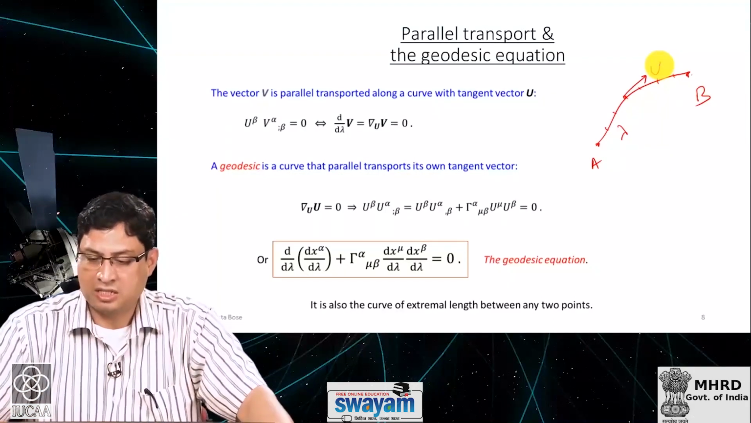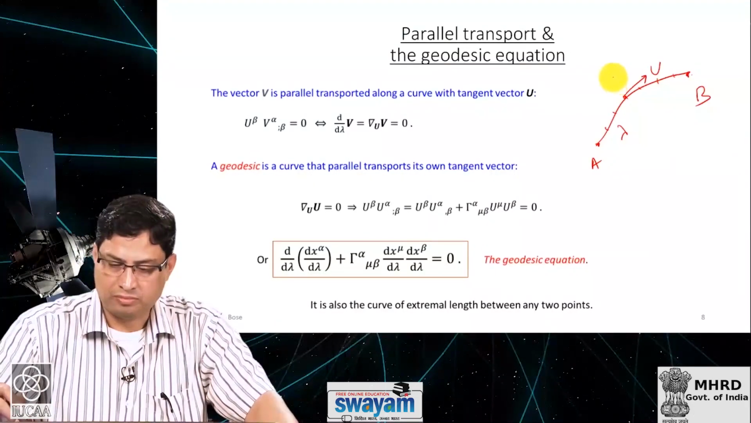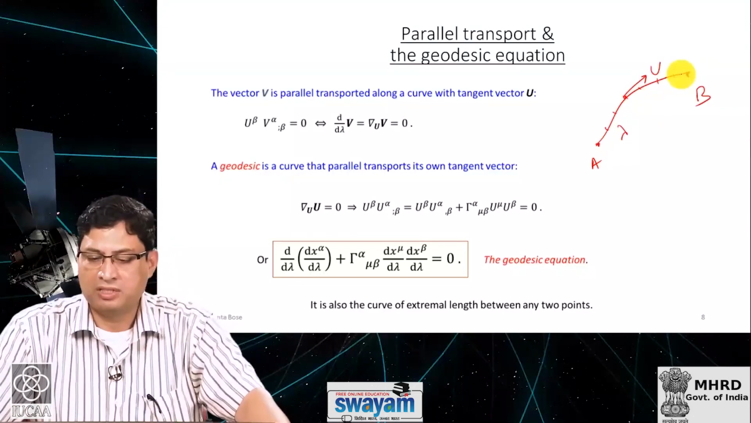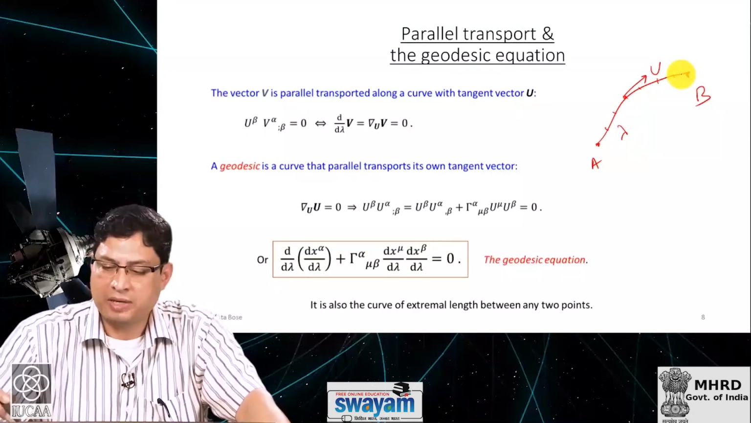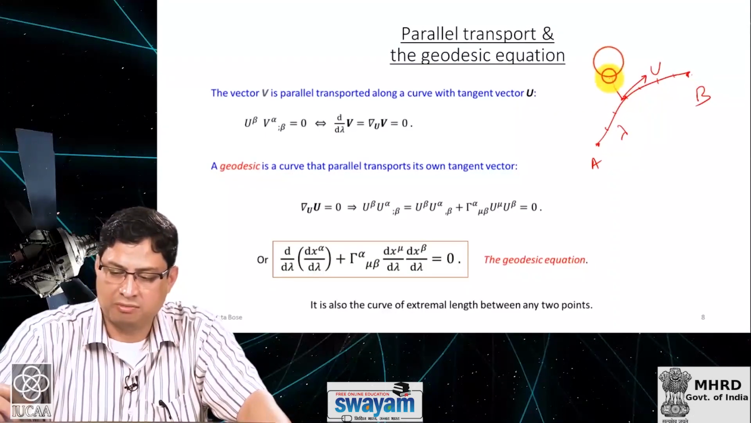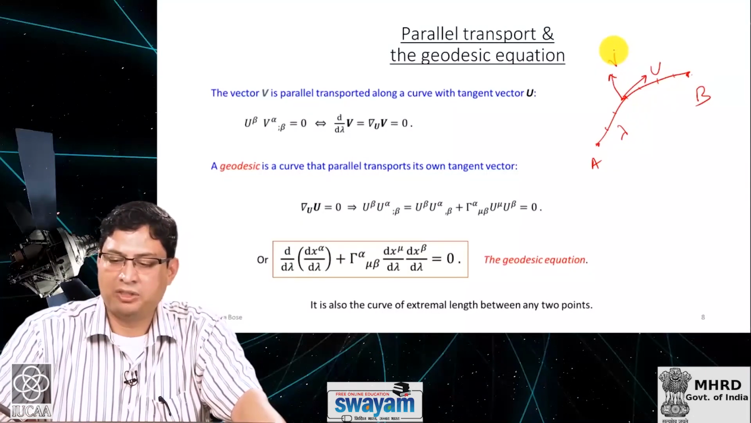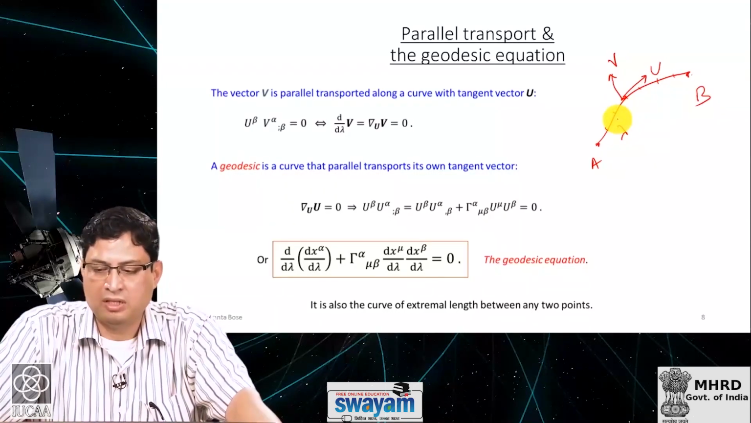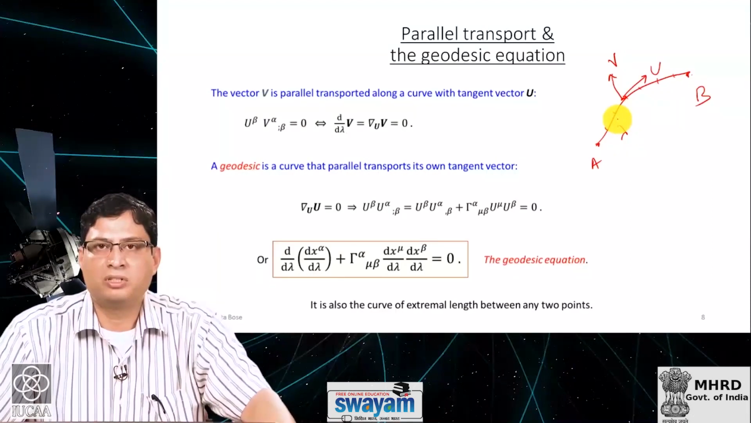So, we say that this curve is a geodesic if it transports its own tangent vector, namely u, in such a way that u never changes. But in general you say it parallel transports an arbitrary vector v if the direction and magnitude of v relative to u does not change along this curve connecting A and B. So, that is the basic idea behind parallel transport, and it is important to define a geodesic.